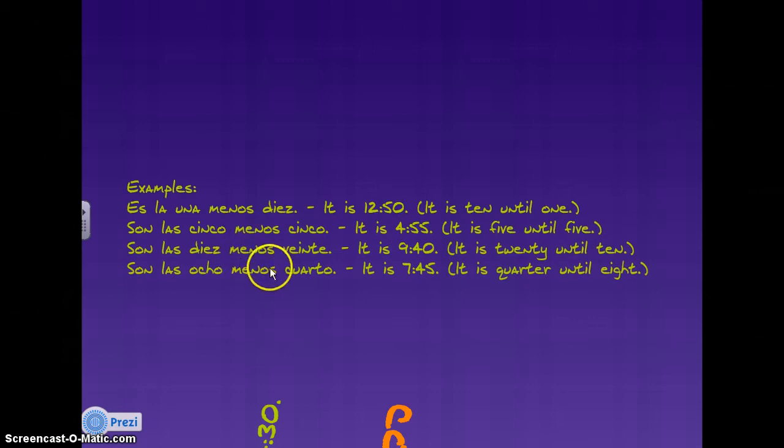Son las diez menos veinte. 9:40. 10 minus 20. Son las ocho menos cuarto. It's 8 minus a quarter. It's 7:45. That's probably the biggest thing you have to remember, is that when the big hand is past the half hour, media, it becomes the menos side. And for the hour, you have to say it's the next one up.